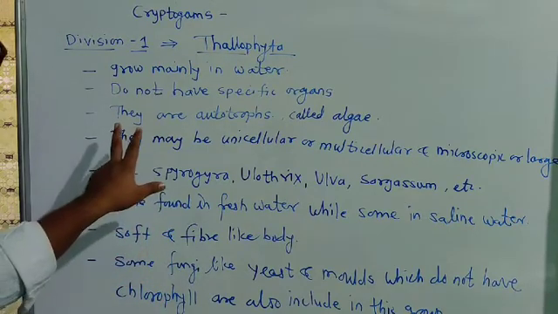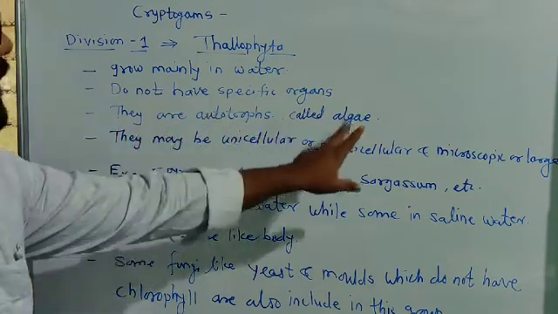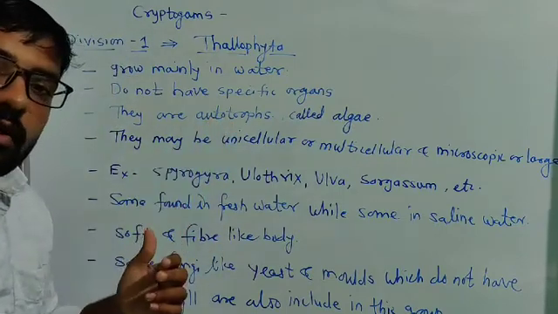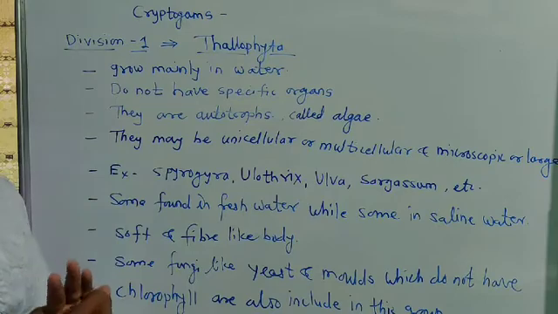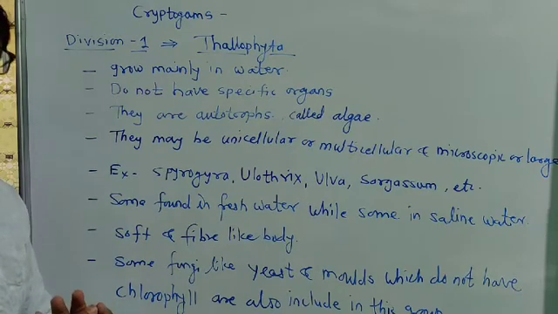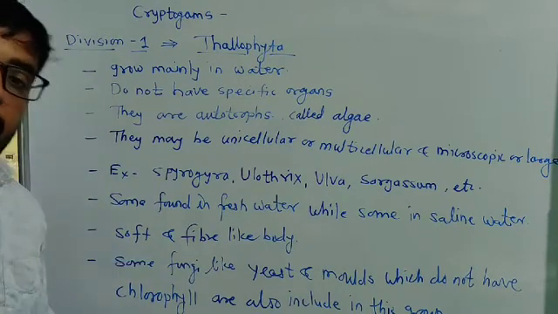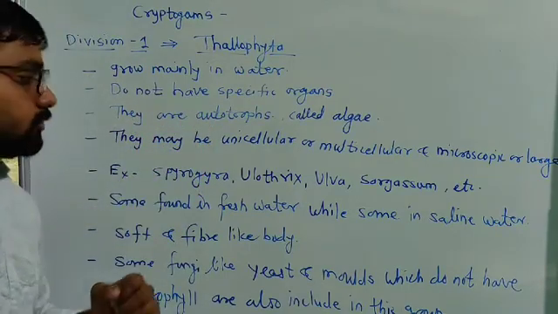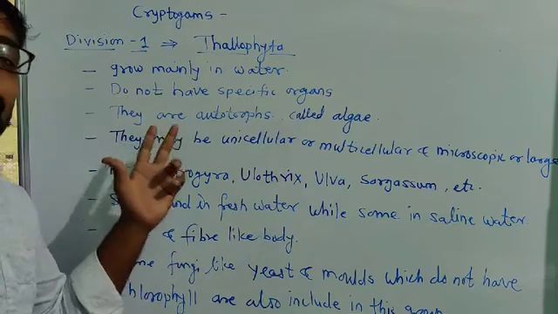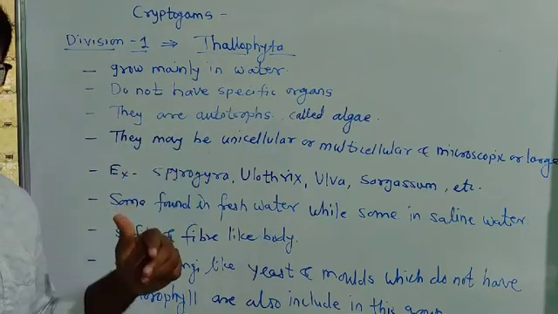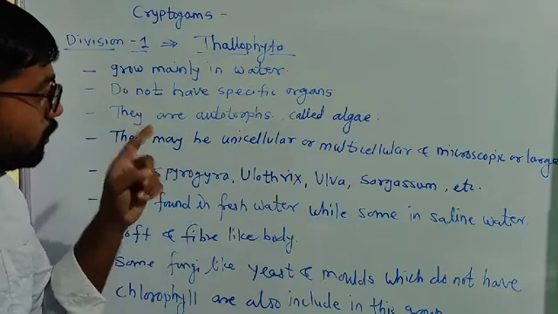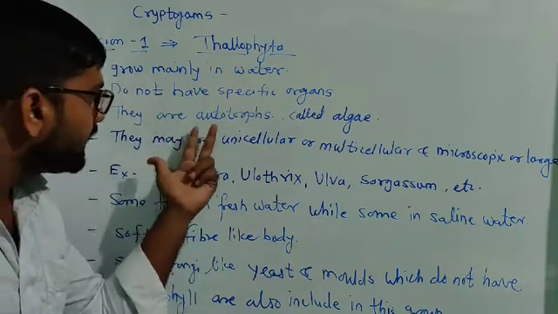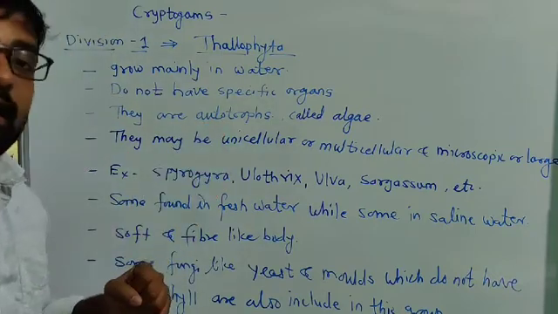Again, they are autotrophs called algae. Autotroph simply means they are self-reliant. They do not need any other plant to get their food. They are generally green in color, so chlorophyll is present in their body structure. With the help of that chlorophyll they produce their food. That is why they are autotrophs in nature.